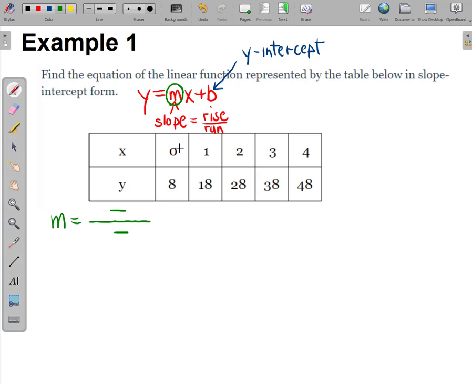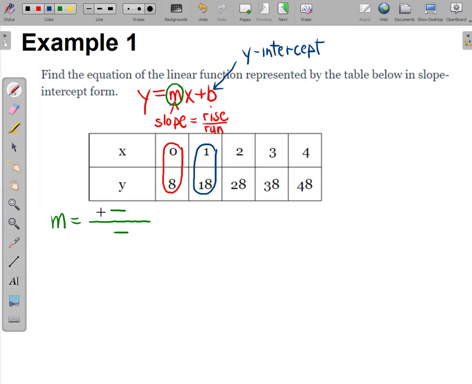And now notice I have a whole bunch of points. I have 1, 2, 3, 4, 5 points. And I'm going to use color coding. I'm going to use this point right here, 0, 8. And then I'm going to switch colors on you and use this point 1, 18. You can choose any 2 points you want, but I think that 0, 8 and 1, 18 are the smallest numbers and therefore the easiest ones.